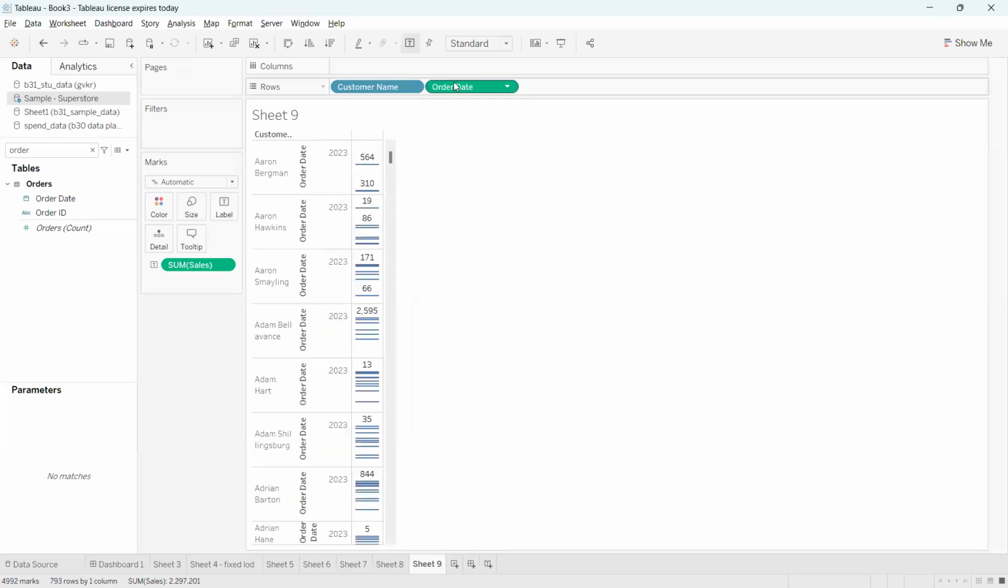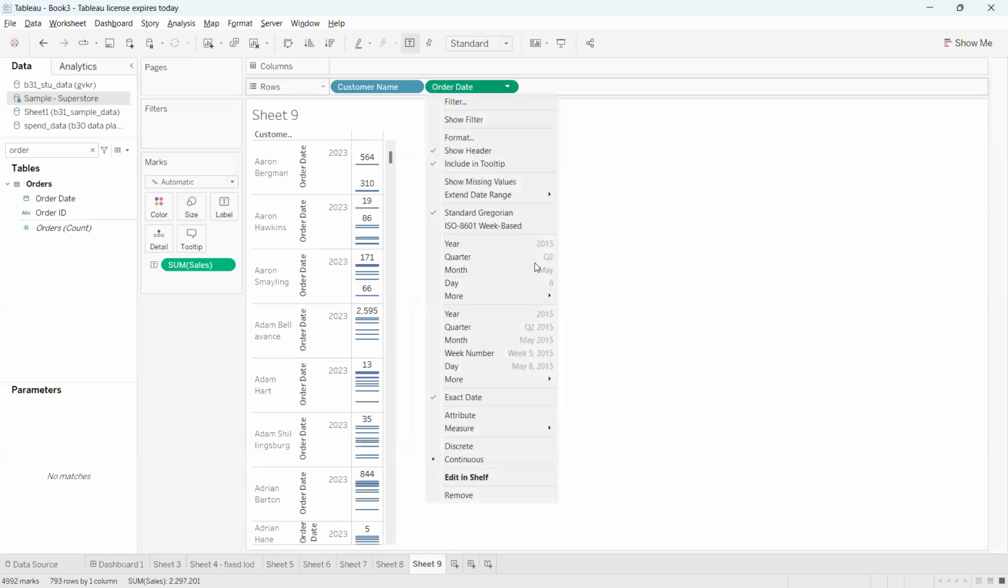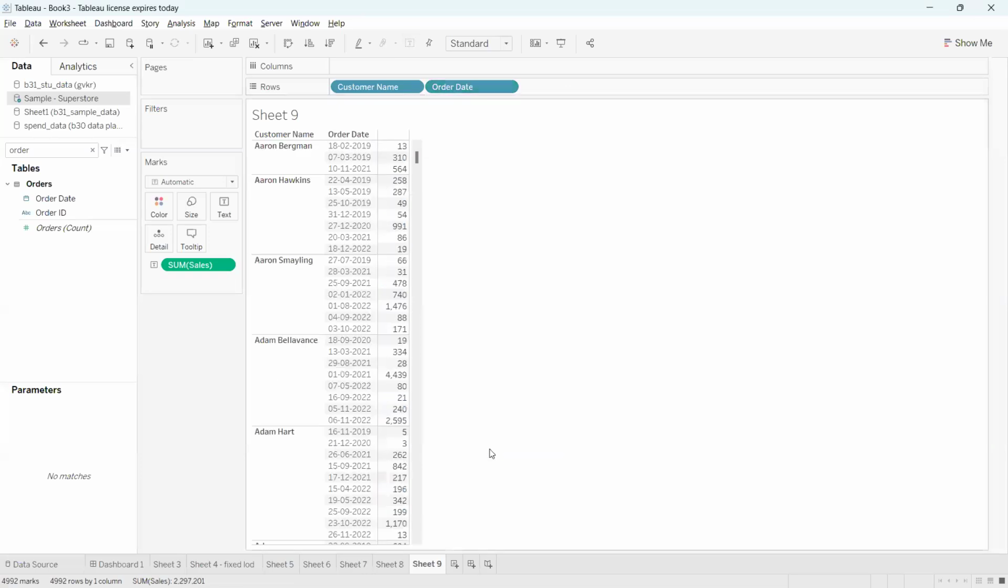Now it will be converted into the measure here, continuous field. Continuous fields always generate bar charts only. Now go to the drop down, just click on the discrete option. Now you see for person A, he is having three dates here: 2019, 2019, and 2021.